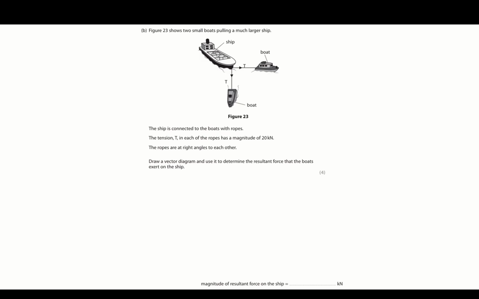2 small boats are pulling a much larger ship. The ship is connected to the boats with ropes. The tension T in each of the ropes has a magnitude of 20 kilonewtons. Let's just go and see if we need to change it. No, my answer can be in kilonewtons, so we'll leave it alone. The ropes are at right angles to each other, so that's giving you a clue that we can use Pythagoras' theorem as well. Draw a vector diagram and use it to determine the resultant force.